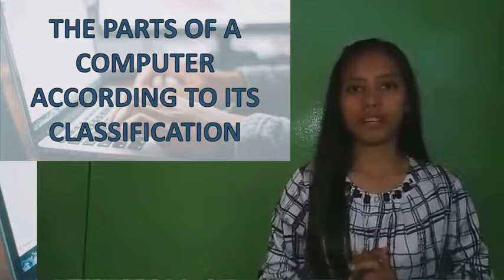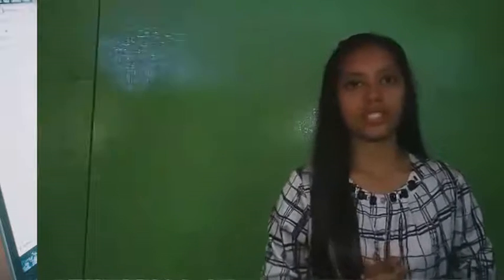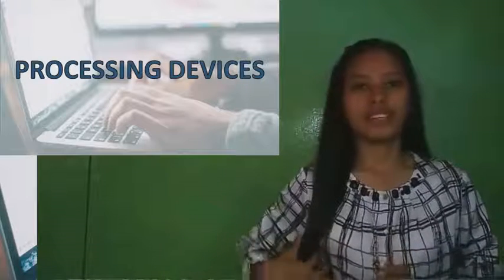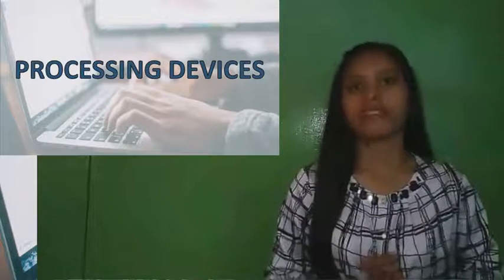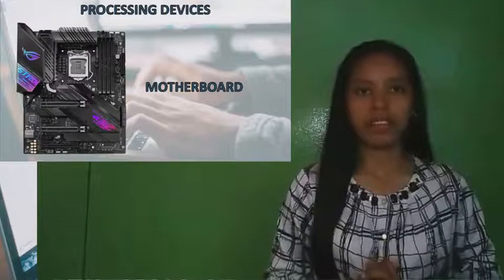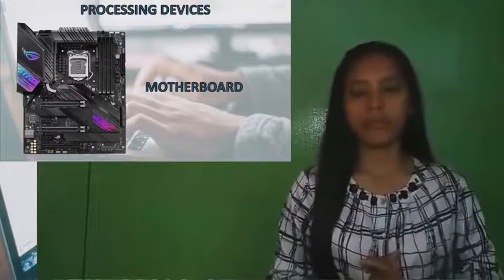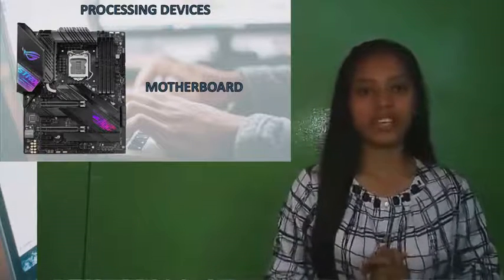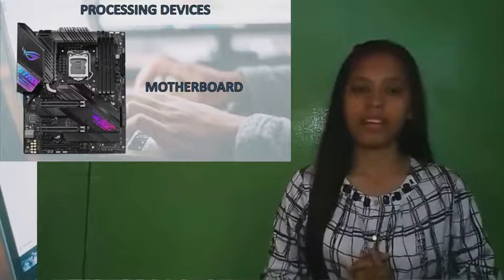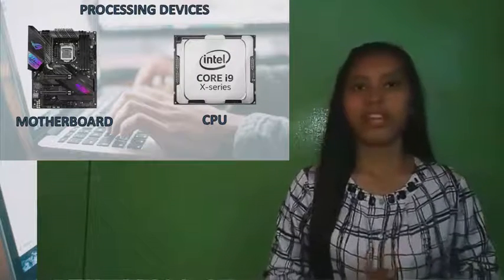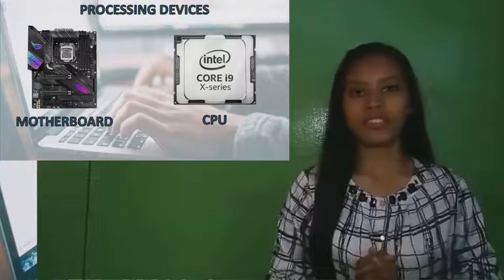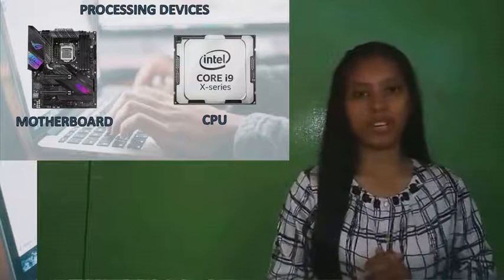The parts of computer according to its specification. Processing devices are the computer's circuitry in the system unit. First is the motherboard. The circuit board housing the memory and the central processing unit, called CPU. Second is the central processing unit or CPU. It manipulates data into the information needed by the user.